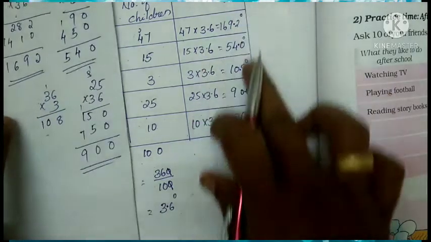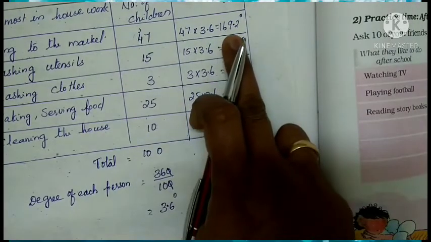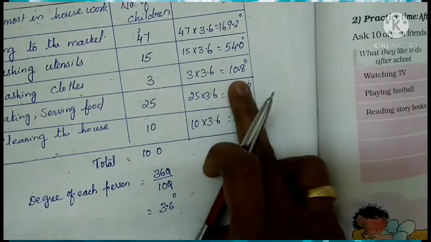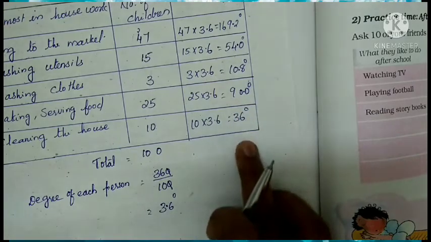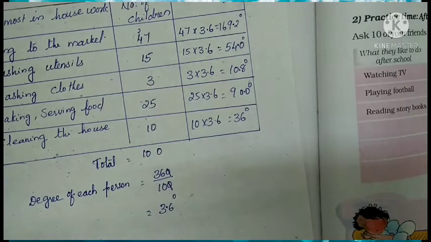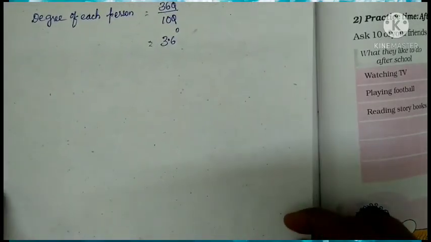Okay, this is the measurement of angles. So the first is 169.2 degree and second one is 54 degree and third one 10.8 degree and fourth one 90 degree and here is 36 degree. So what is the next procedure? Next we want to draw the circle.